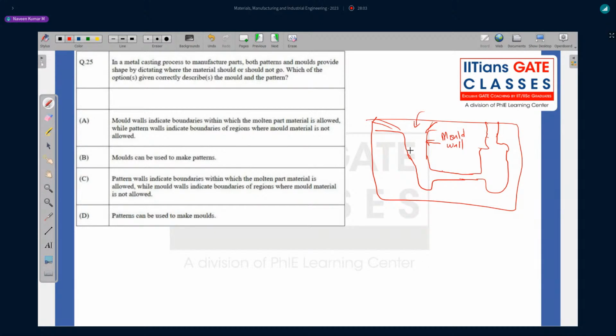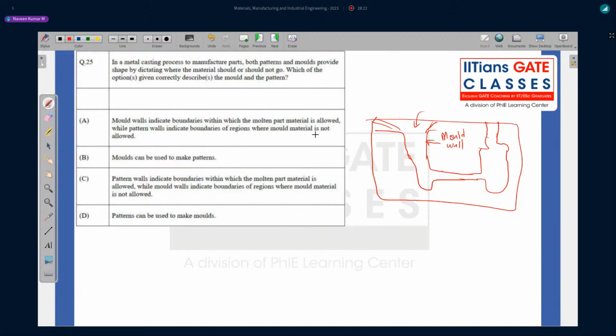Good, very good. While pattern walls indicate boundaries of the region where mold material is not allowed. Well, pattern walls indicate boundaries of the region where mold material is not allowed.